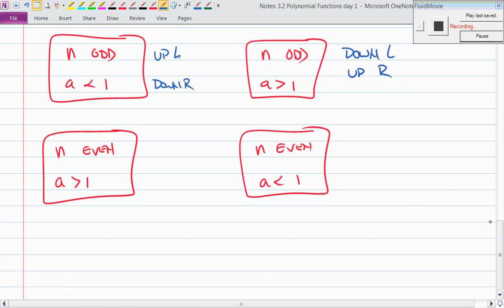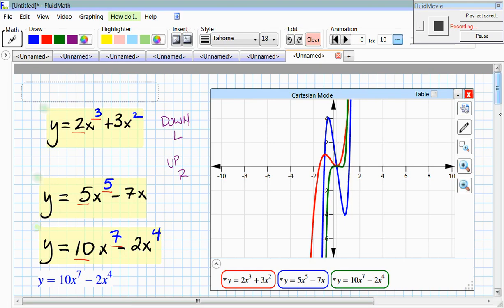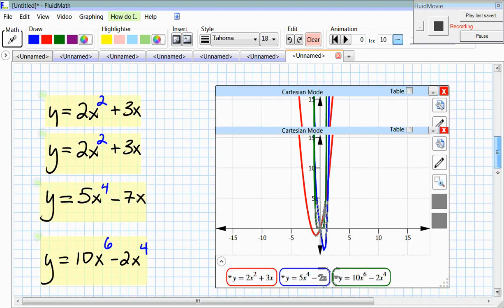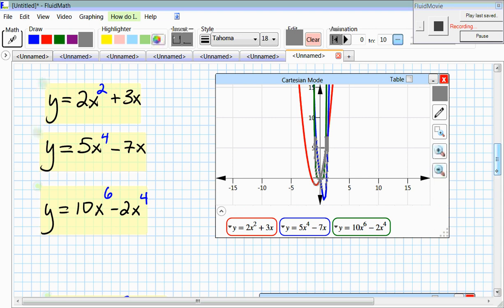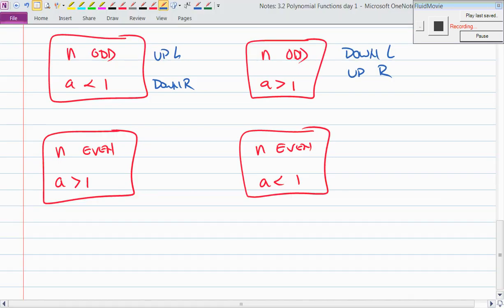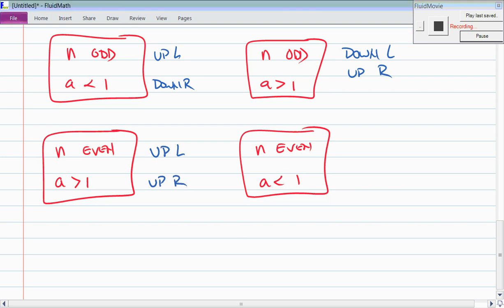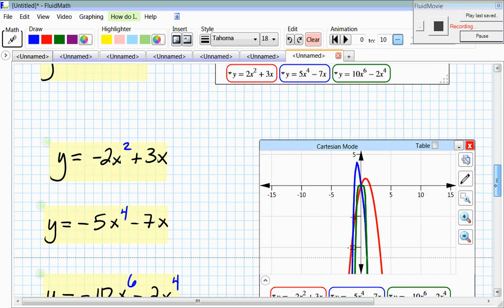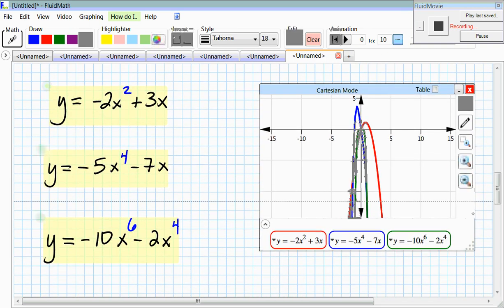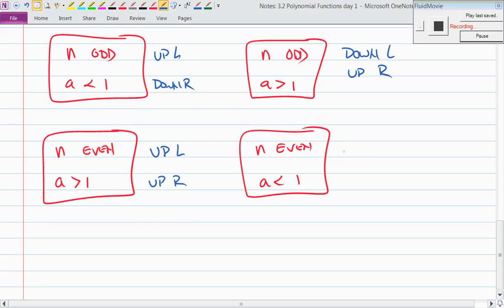Yeah. Okay, what about n is even but a is greater than 1? What do we got? Let's see here. Even, greater than 1. So there it was like that. Even and positive looks like they're both up, right? Okay. Up. If n is even but a is less than 1, well, we kind of did some investigating here, and it looks like it's down, left, and down, right.